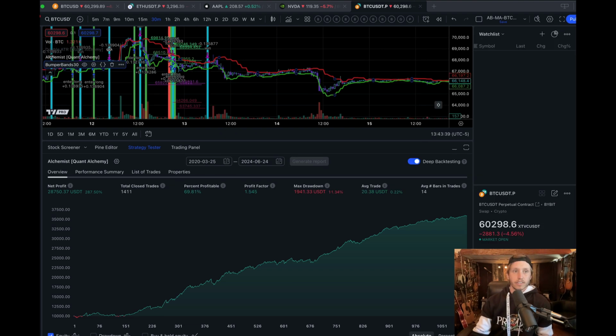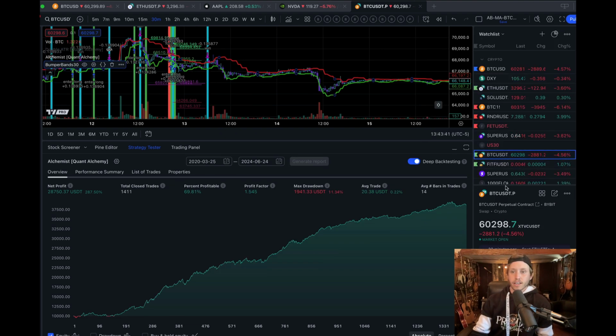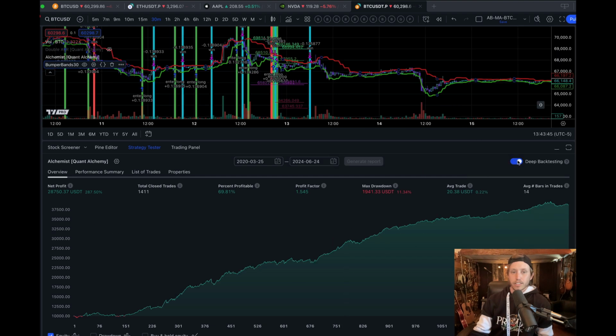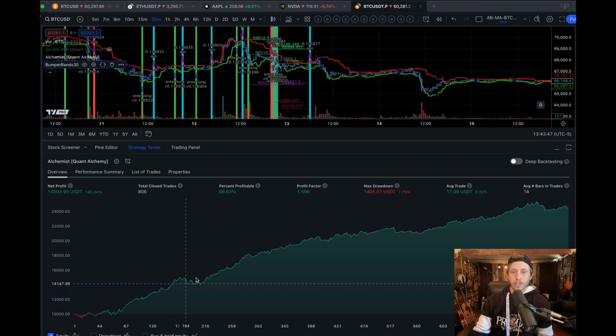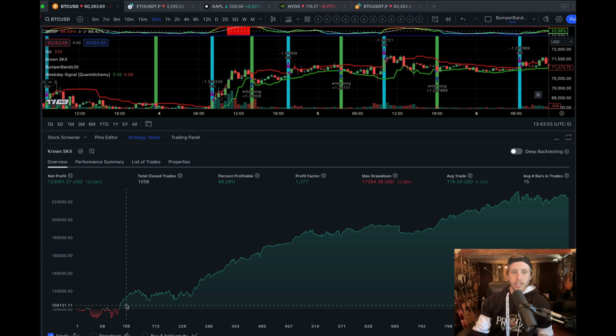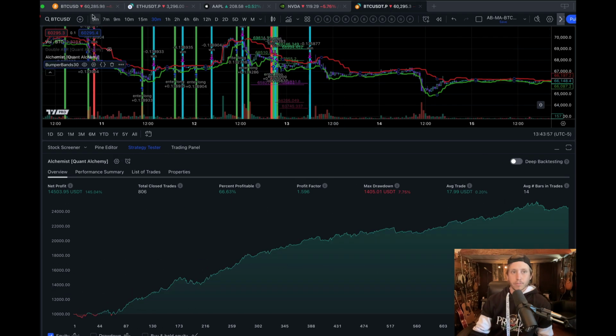So this is Bitcoin USDT perpetuals on Bybit, a more optimized strategy. You can see here the equity curve is a lot more smooth. It's slow and steady to the right, whereas back here, it's a lot more bumpy, right? So your net profit is a little bit better.